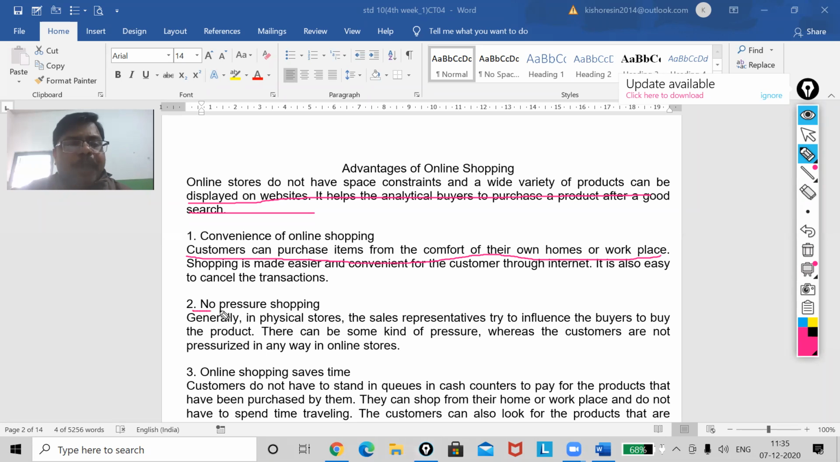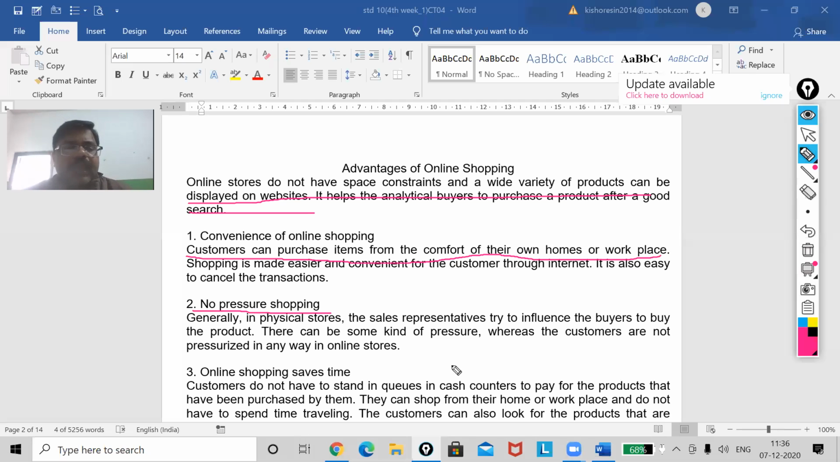Next one, no-pressure shopping. Understood? That means if you go to any shop and you see items you do not like, again you will say, I want to see that one, that one, that one. Maybe that person can be annoyed. Maybe he will not show you. Here, you do not have this type of pressure. You also have varieties. Even in a shop you cannot have many varieties, but on an online shopping website you will have a lot of varieties, a lot of items. You can go and purchase it.